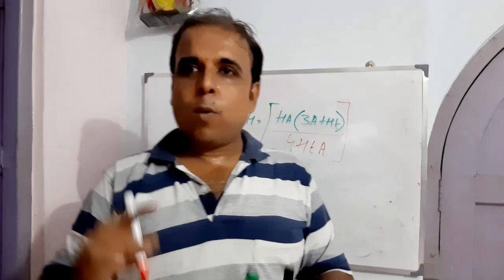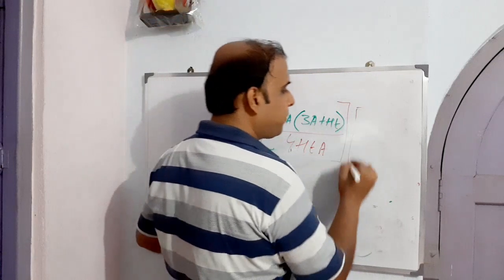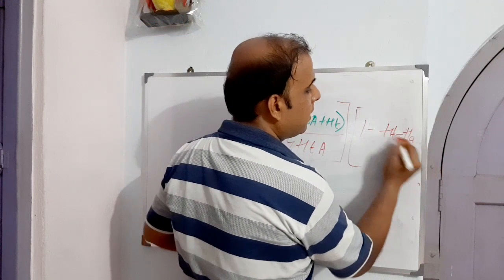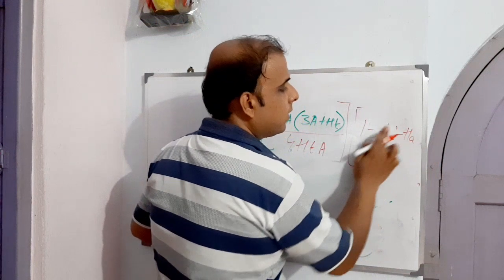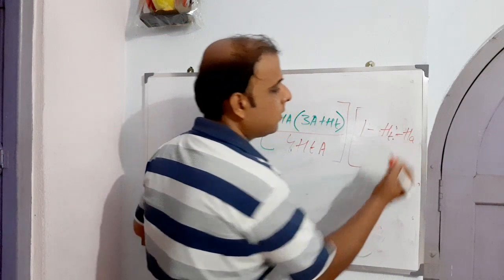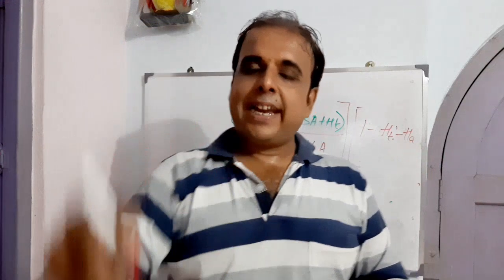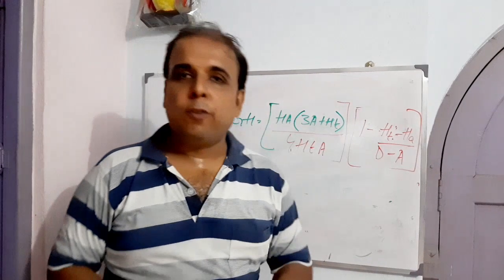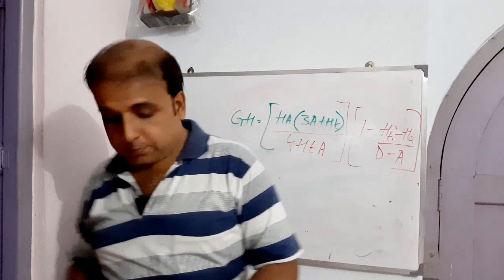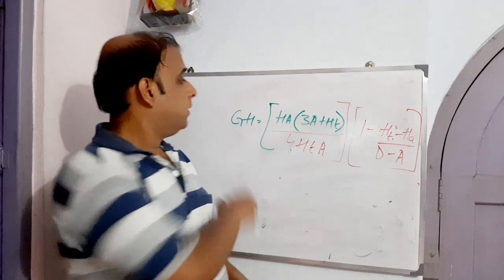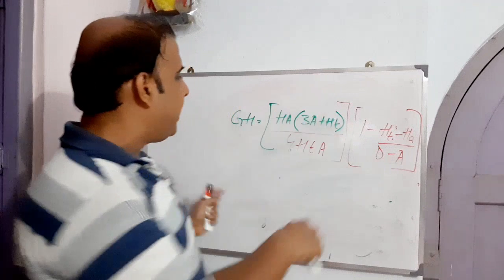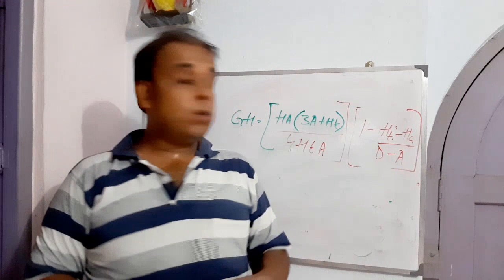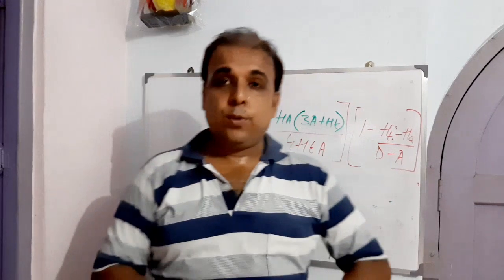And then I'll put what? 1 minus Ht minus Ha. 1 minus Ht minus Ha by, this is the actual formula of the GH. That means this is the way you can calculate the GH, right? So there are a few things which are found to be known, and a few things which are found to be unknown, okay, to you right now.